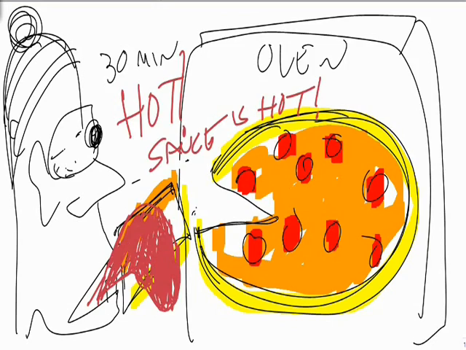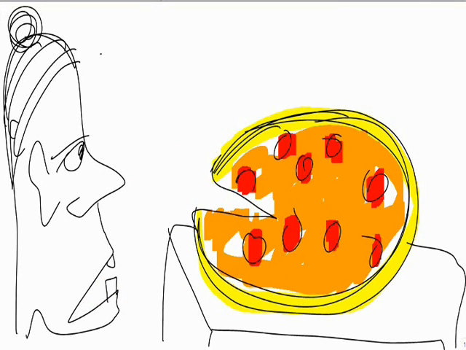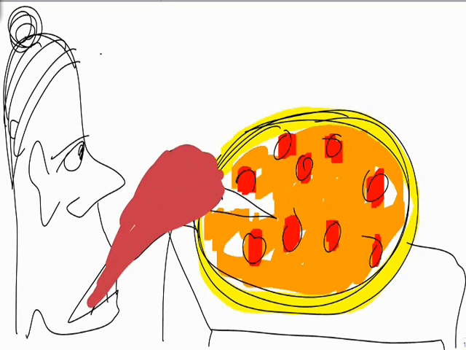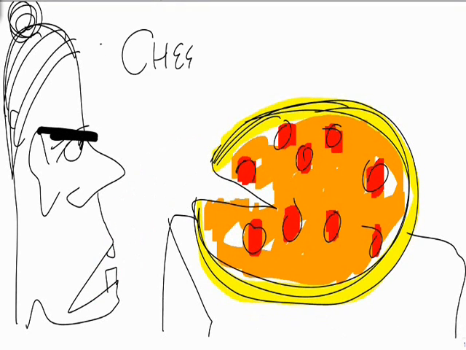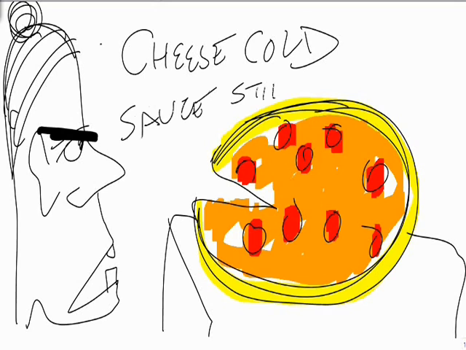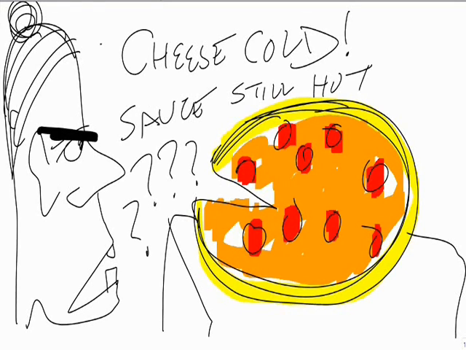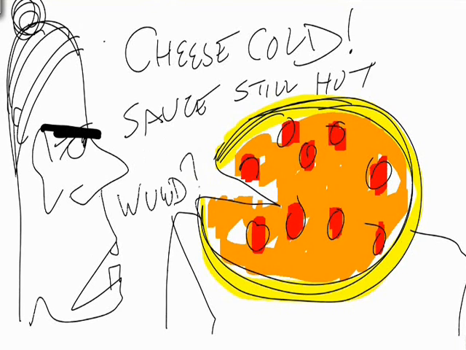So we say, okay, we're going to let it cool. We're really excited to eat this pizza. Just going to let it cool. Now we're going to take a little bite of it. And what do we see? The cheese is cold, but the sauce is still hot. What's going on? What's up with that?